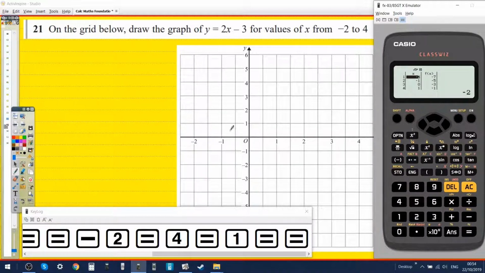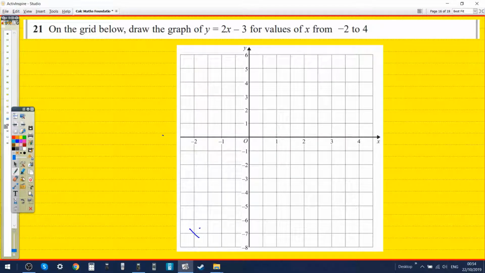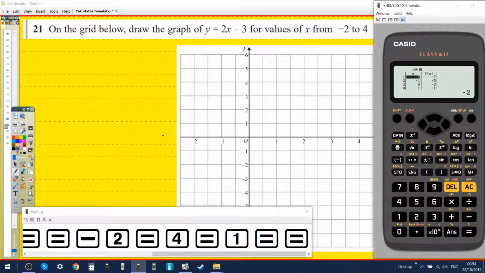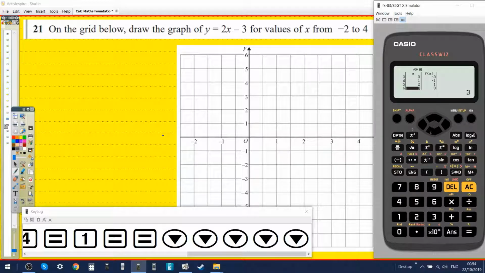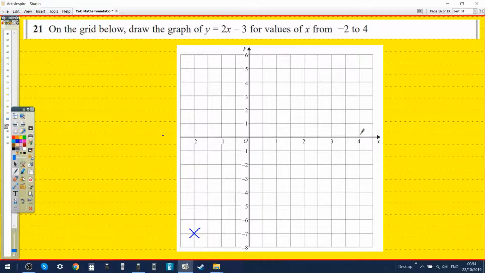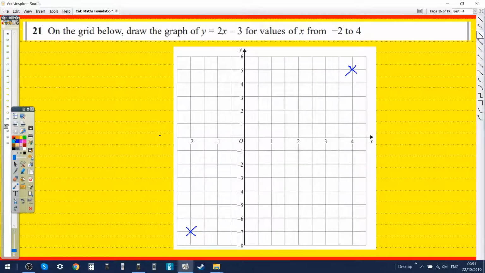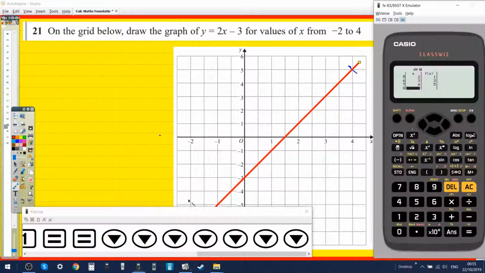Minus 2, minus 7 is the first one. Minus 2 along the corridor, and then minus 7 down the stairs. Put the x. All the way down, all these x's. The very last one will be 4 along the corridor, 5 up the stairs. 4 along, 5 up the top of the stairs. Put down your ruler and join them up.